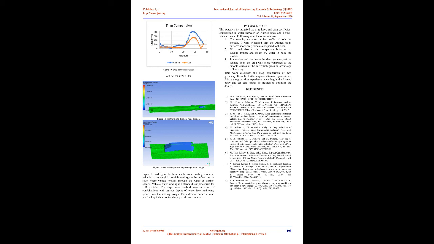Vehicle wading can be defined as the state where a vehicle crosses through the water at distinct speeds. Vehicle water wading is a standard test procedure for JLR vehicles. The experiment method involves a set of combinations with various depths of water level and entry speeds into the wading trough. The different failure checks are the key indicators for the physical test scenario.